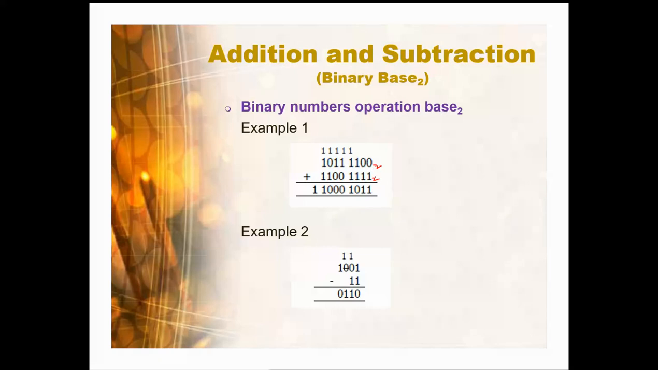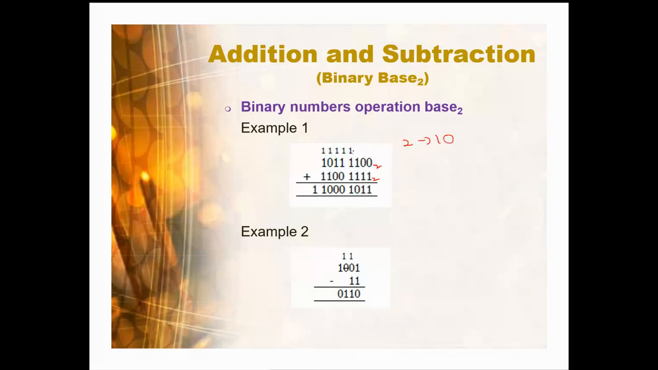Okay, 0 campur 1 dia akan dapat 1. 0 campur 1 dia dapat 1. 1 campur 1 dia adalah 2. Nilai dia 2 kan? Tapi bila nilai 2, dia tak boleh letak 2 kat sini, sebab 2 tak ada dalam binary punya numbers. So, 2 sebenarnya adalah 1, 0. Jadi, 0 letak sini dan 1 bawa naik ke atas.